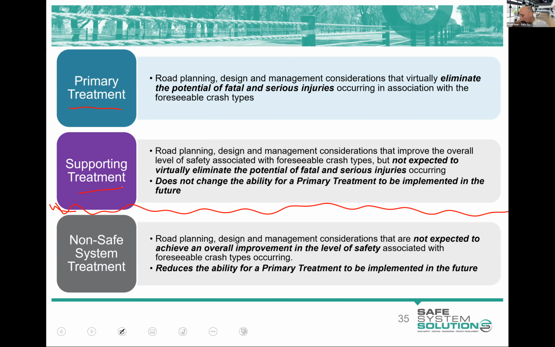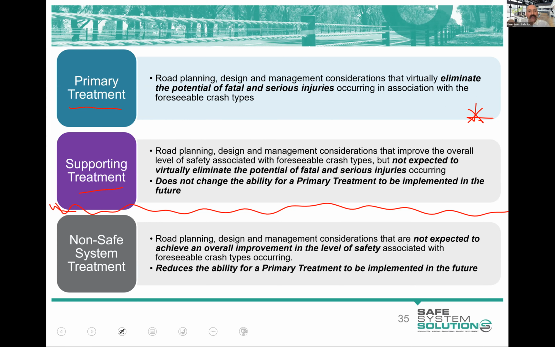So this is a pretty tough thing for people to get their head around that are new to it. But I do have some tips here. A primary treatment doesn't necessarily mean you've completely eliminated the chance of the crash. It means that the severity of the crash, if it does occur, is within these tolerable limits. And you're understanding human behavior and human failure and humans making mistakes. So you're really going to have to bring the severity of the crash down within those tolerable levels for it to be a primary treatment.